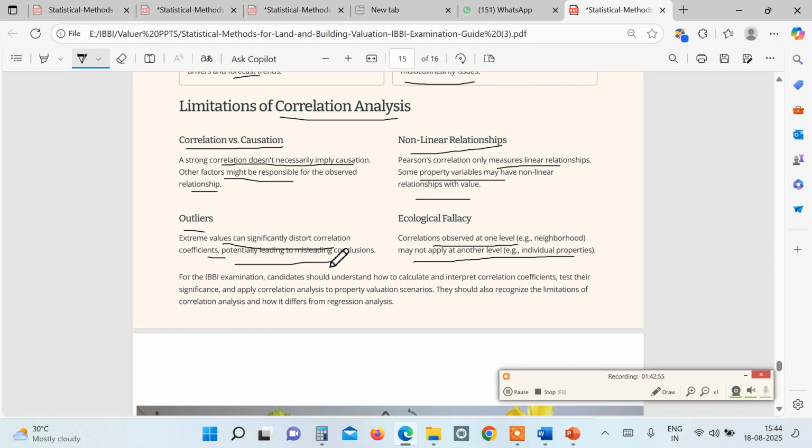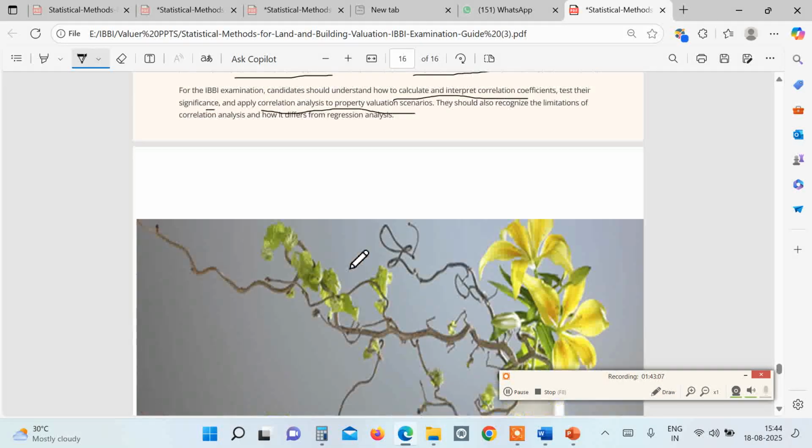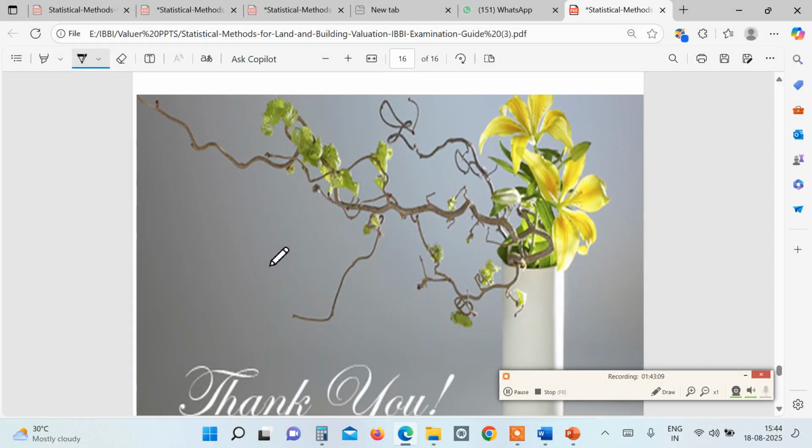So for IBBI examinations, you should understand how to calculate and interpret correlation coefficients, test their significance, and apply correlation analysis to property valuation scenarios. So this is all for the use of statistics in valuation of real estate.